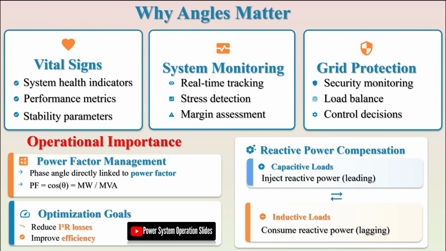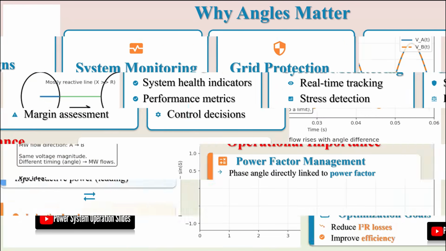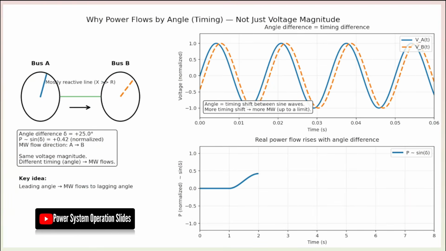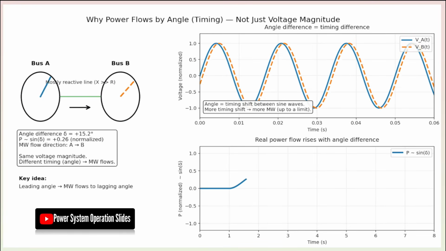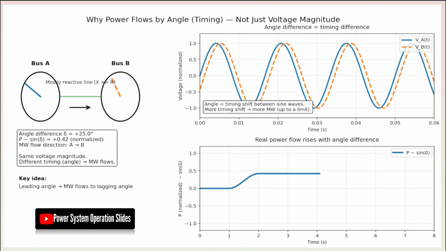PMUs offer dramatically higher data rates, 25, 50, or even 100 samples per second, compared to the minute-scale updates of state estimators. This technology forms the backbone of Wide Area Monitoring Systems (WAMS), enabling operators to see oscillations, angle swings, and dynamic events in near real time that were previously invisible.